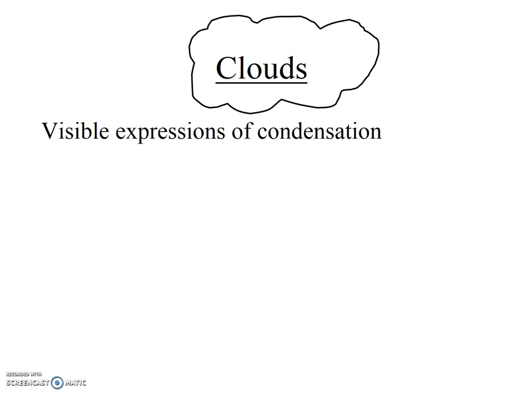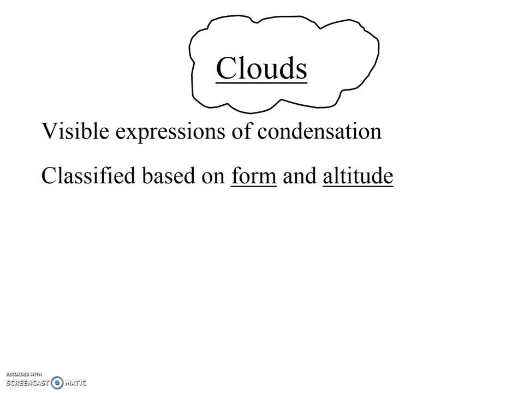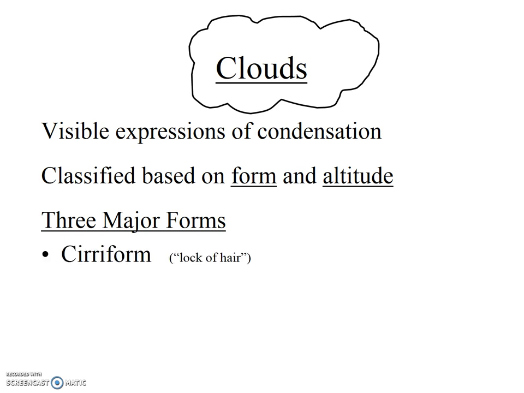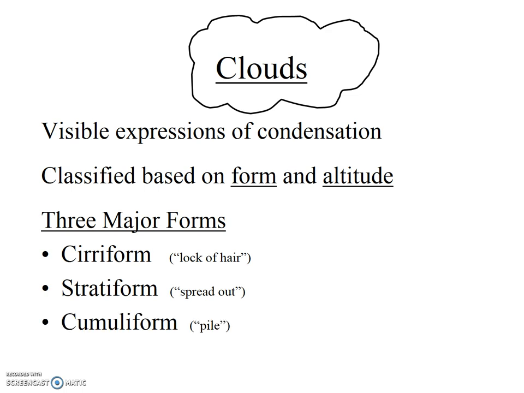First of all, clouds are simply visible expressions of condensation. They can occur at any level in the sky. We classify clouds based on their form and their altitude. There's three forms of clouds: cirriform, stratiform, and cumuliform.